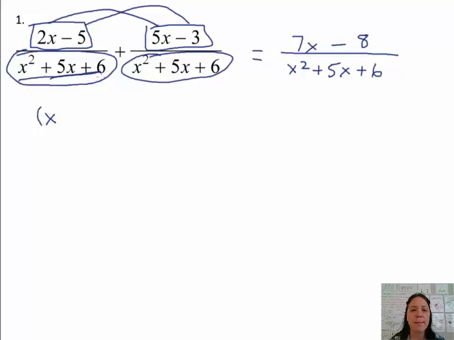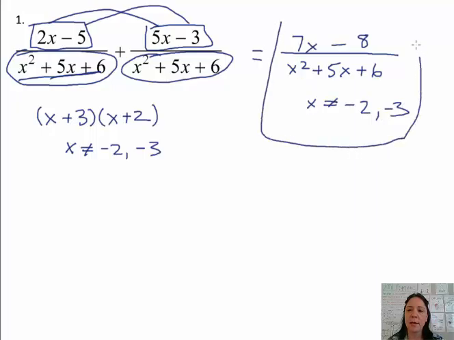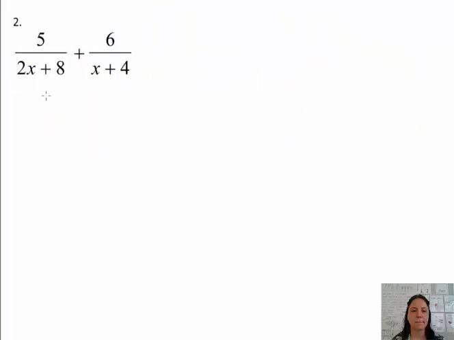So let's factor, even though we already have a common denominator. Two numbers that multiply to 6 and add to 5, x plus 3, x plus 2. So that means that x is not equal to -2 or -3. Rewrite that over here by my final answer, and there we go. Easy peasy.